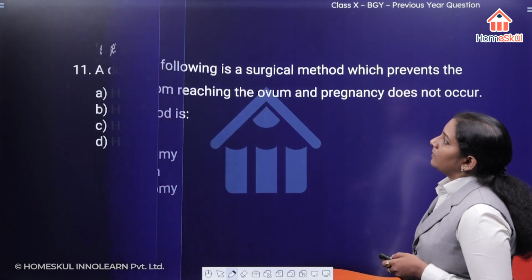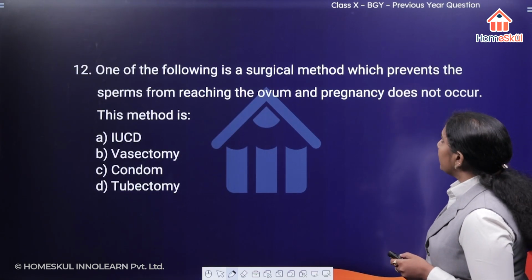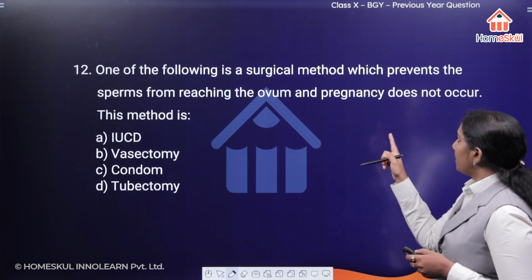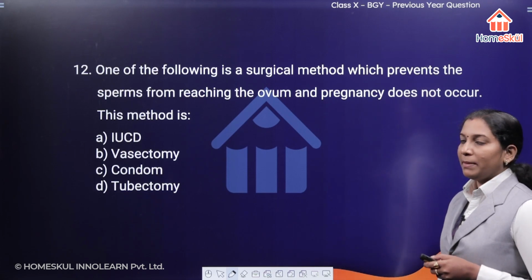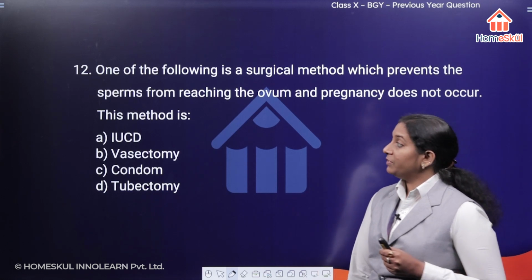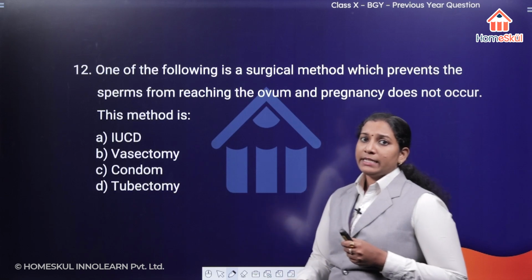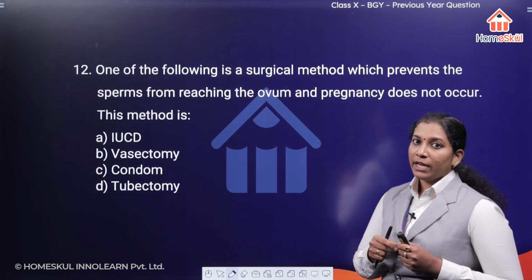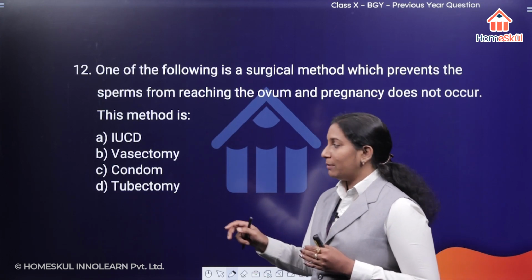Then, question number 12. One of the following is a surgical method which prevents the sperms from reaching the ovum and pregnancy does not occur. What is this method indicating? IUCD, that is intrauterine contraceptive devices, vasectomy. Vasectomy is actually the cutting of the vas deferens in males and tying it, for contraception. It is a surgical method.